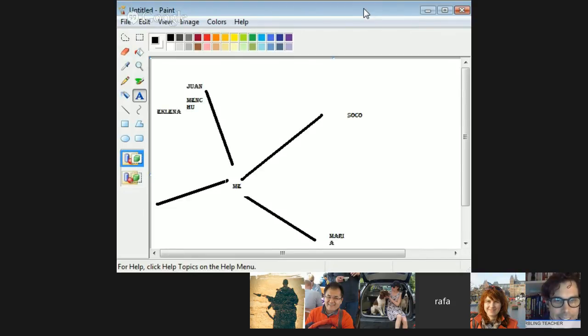Show me, please. Can you see? Yes, I see your face. Click on Rafa. Click on the tile Rafa, and you'll be able to see it big. Yes, I see. He's in the circle. He's right in the center. Yeah, in the center.